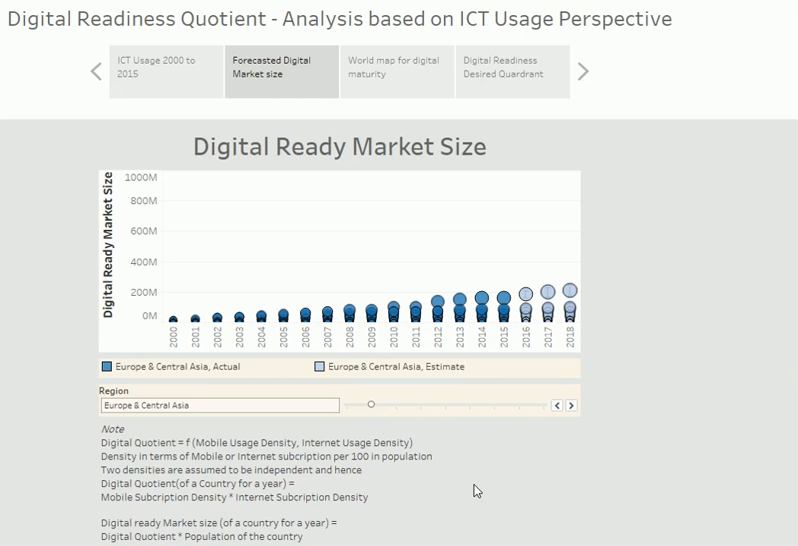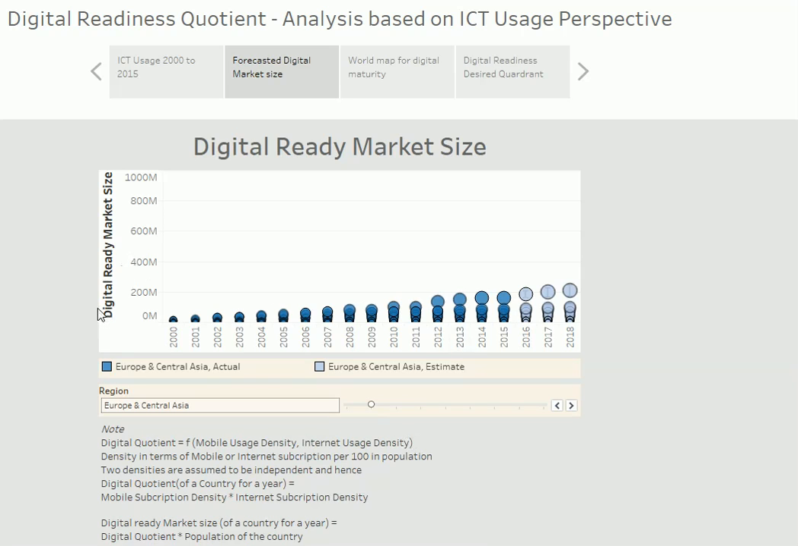So if a country has 90% people having a mobile subscription or connection, and 80% of the people have an internet subscription or connection, then the digital quotient of that country is assumed to be 0.9 multiplied by 0.8, which is 0.72, or 72%. And the digital ready market size of that country for that year is the digital quotient, that means 0.72, times the population. If it is a country of say 100 million people, then you have 72 million people who are digitally enabled. So those are the two definitions that I have used here.